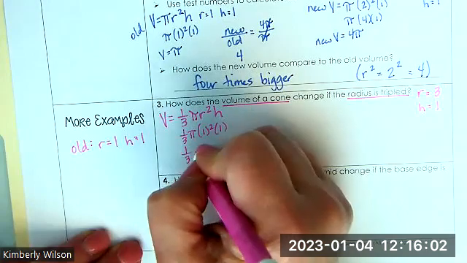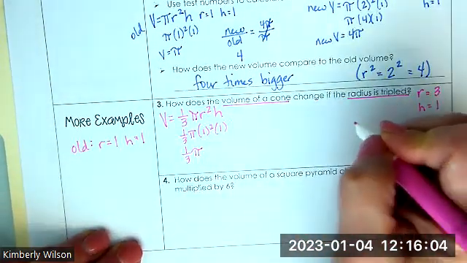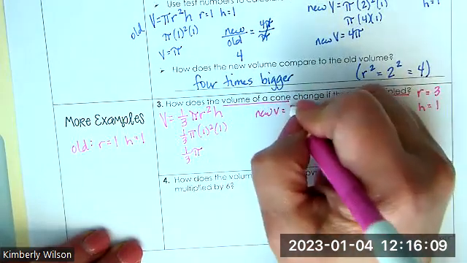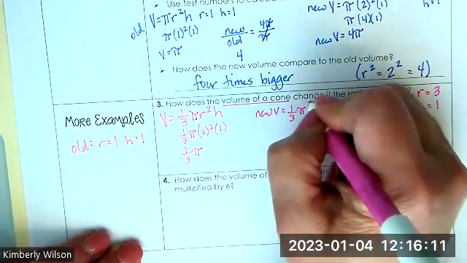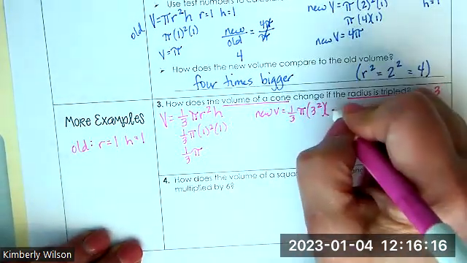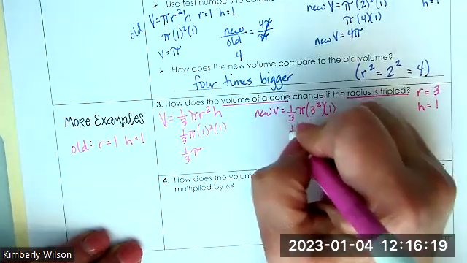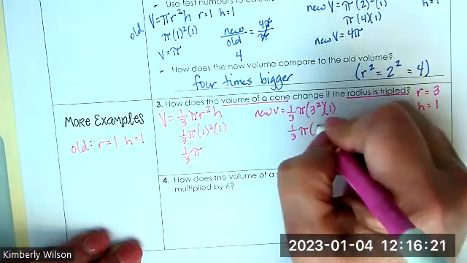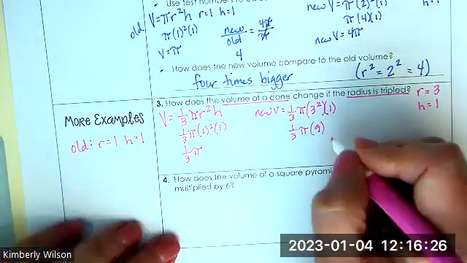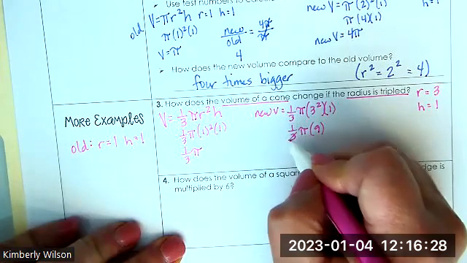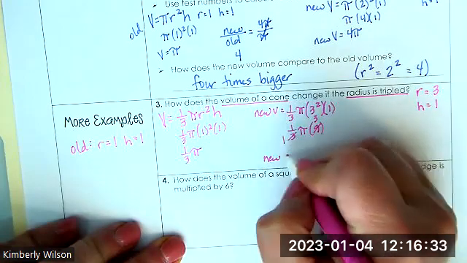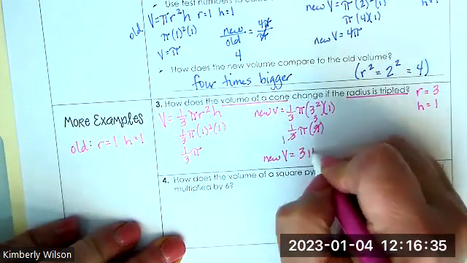So that's 1/3 pi. For the new volume, it's 1/3 pi times 3 squared times 1. So that's 1/3 pi times 9, which, if I look at that, means this 3 becomes a 1 and this 9 becomes a 3. So therefore, the new volume is 3 pi.